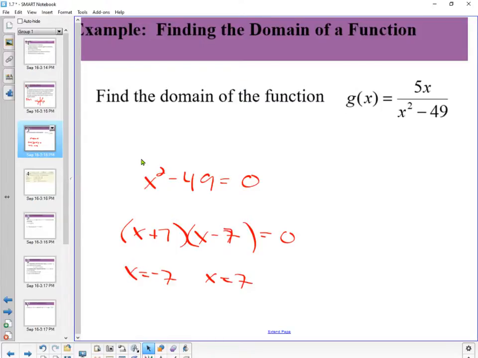So I could just say, hey, you know what? How about set builder? You guys cool with that? Domain: any real number except x cannot equal ±7. Okay?